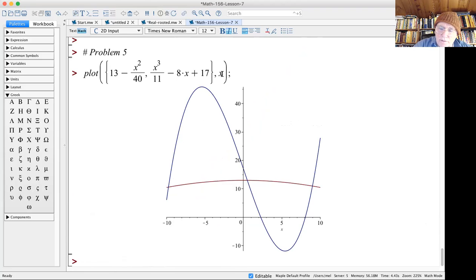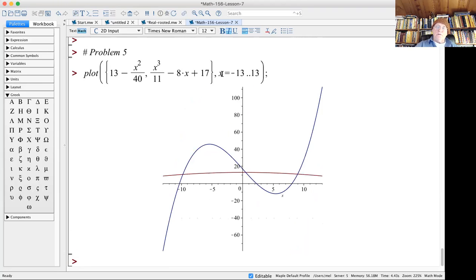Let me spread this out a little bit. Maybe x goes from minus 13 to 13. Yeah. So we see a little bit better. So this is this parabola, which is going down. And here's the cubic curve. And it looks like there are 3 points of intersection. So if we just wanted to find the x values, we could blow this up.